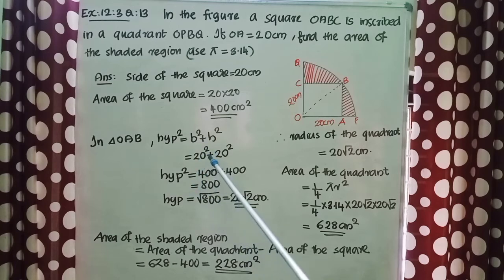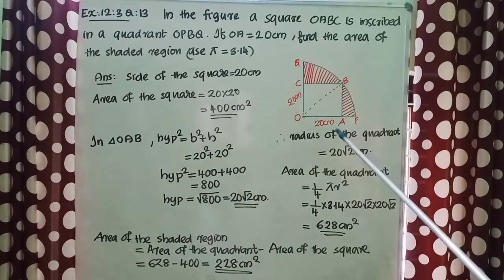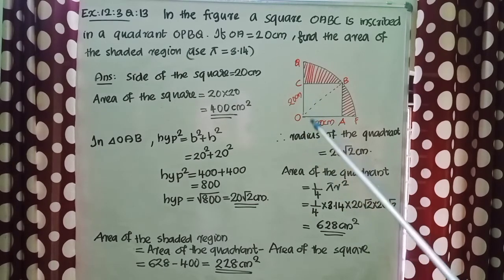Hypotenuse square equals 400 plus 400, that is equal to 800. Hypotenuse equals root of 800. Do the prime factorization. We will get hypotenuse equals 20 root 2 centimeter. Here the hypotenuse is the radius of the quadrant. So we can write, radius of the quadrant is 20 root 2 centimeter.